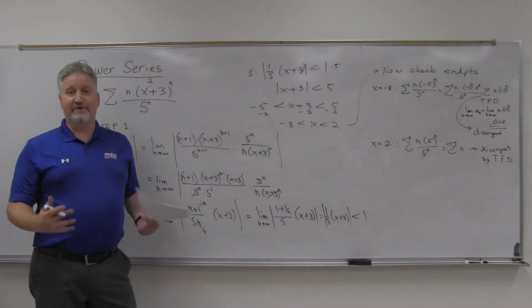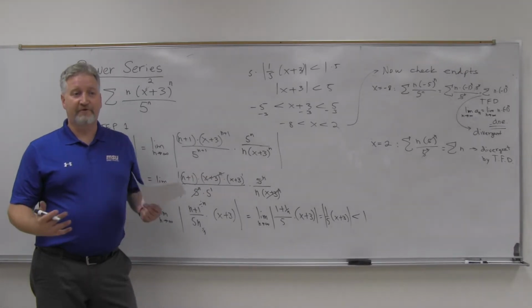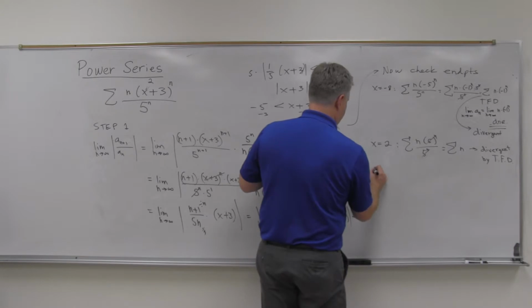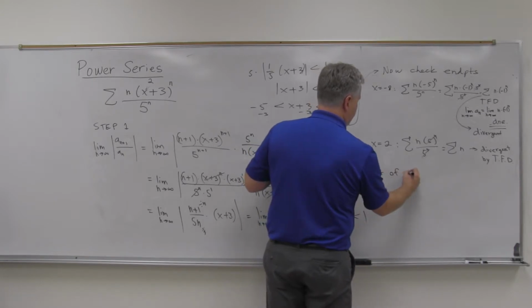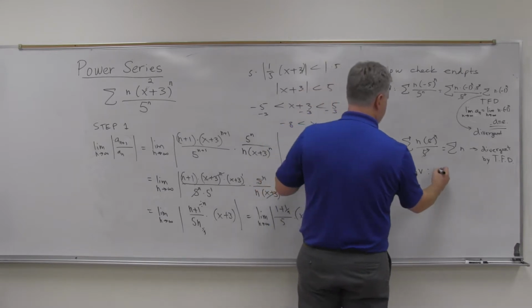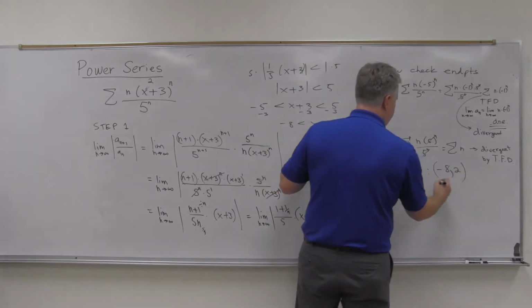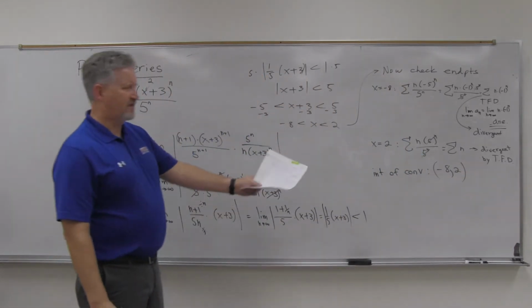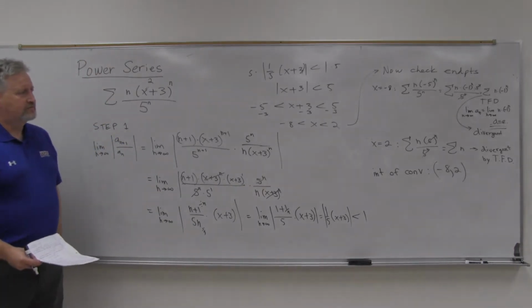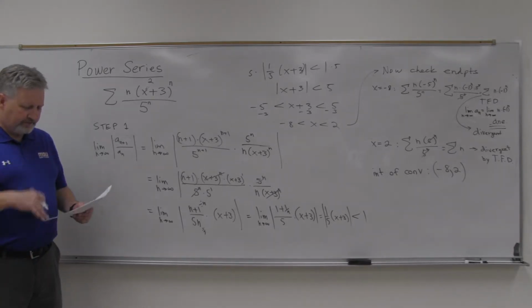So neither of the endpoints work here. Both are divergent. So the interval of convergence, IOC, is just right there: negative 8 to 2, neither of the endpoints. I think they mostly use those for their answers. Is that okay?